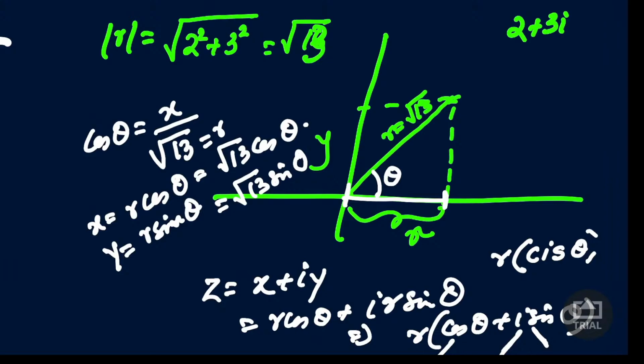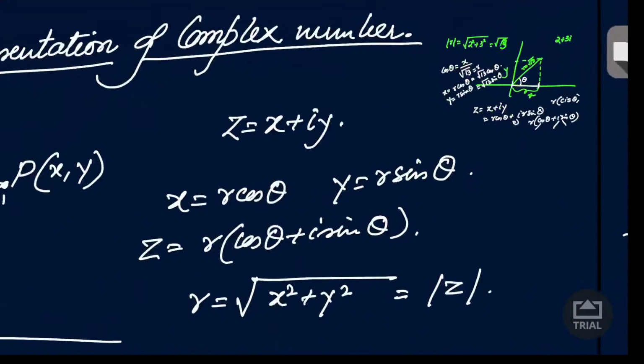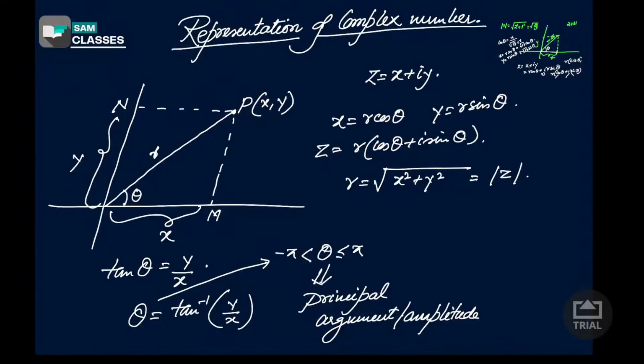Chalo, let's see next. Next is finding the tan theta. When you find tan theta, and theta is from minus 180 to 180, then it is known as principal argument or amplitude. What is it known as? Principal argument or amplitude.